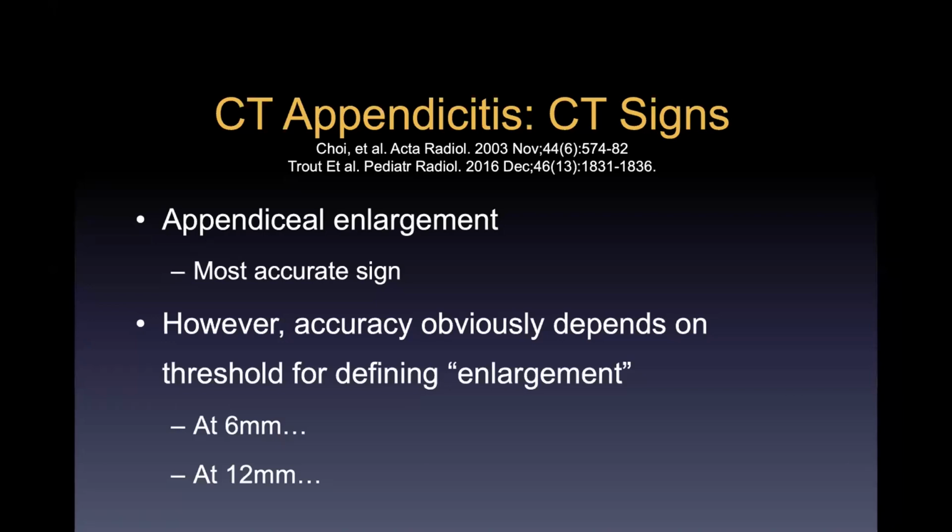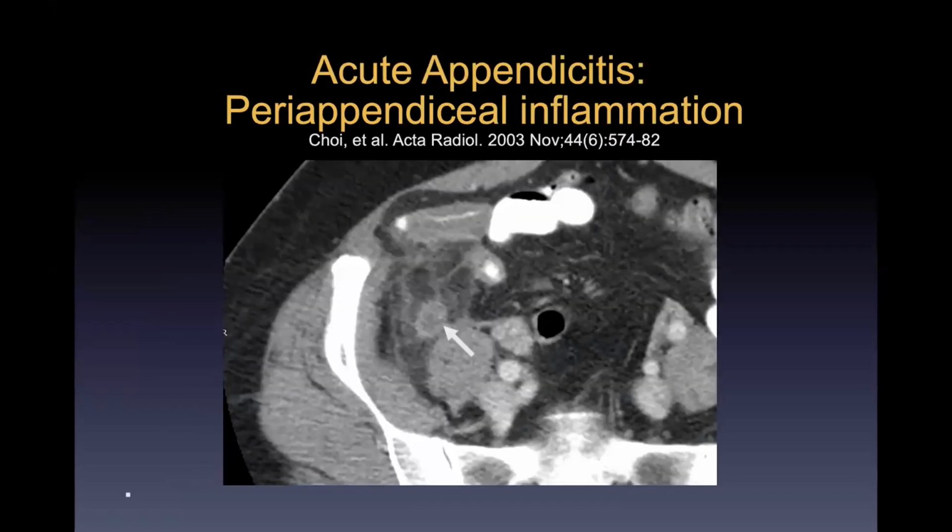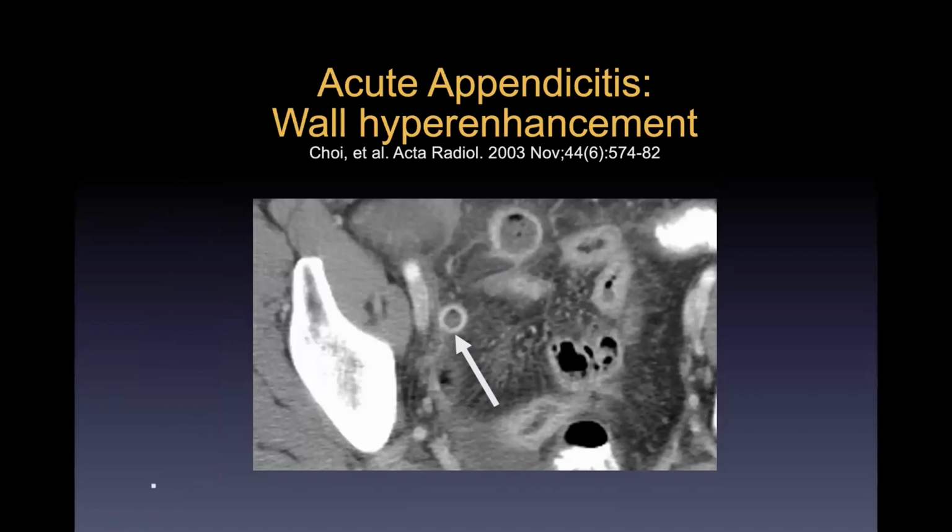But I'm going to put that issue aside for a moment and talk a little bit about the other signs of appendicitis, because when some of these are present, with a big-ish appendix, often the diagnosis becomes a lot easier. So the first very well-known sign is periappendiceal fat stranding. So we see lots of inflammation surrounding this appendix. If the appendix is a little big and you see this, you've got your slam dunk diagnosis of appendicitis.